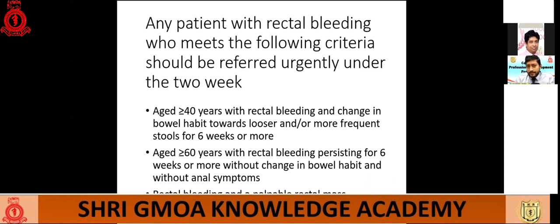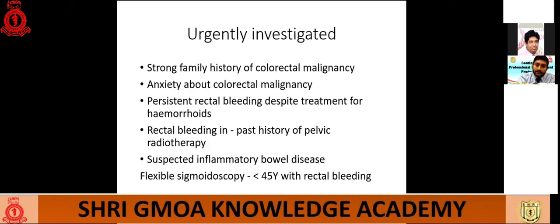Any patient who comes with PR bleeding and meets the following criteria should be referred urgently to a specialist for further assessment. If a patient aged more than 40 years comes with alteration of bowel habits, as I told you before, and symptoms last for 6 weeks or more, or a 60-year-old patient comes with rectal bleeding, even without change of bowel habits, they should be referred to a surgical specialist for further assessment. And finding of rectal bleeding with a palpable rectal mass is obviously a significant finding.